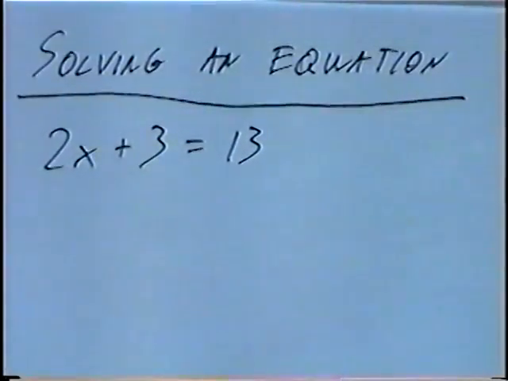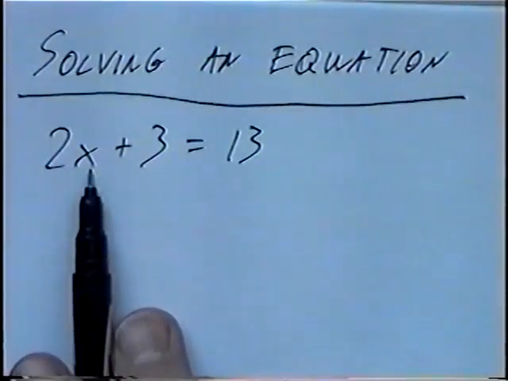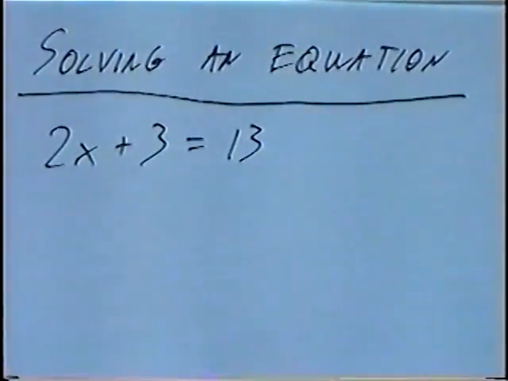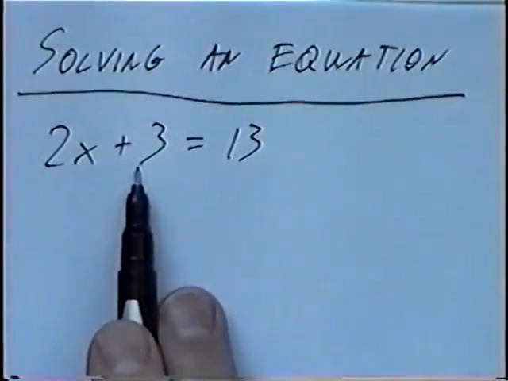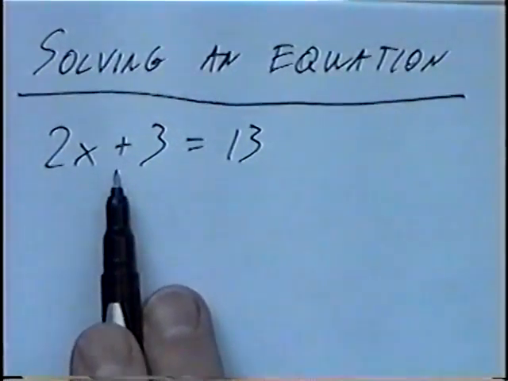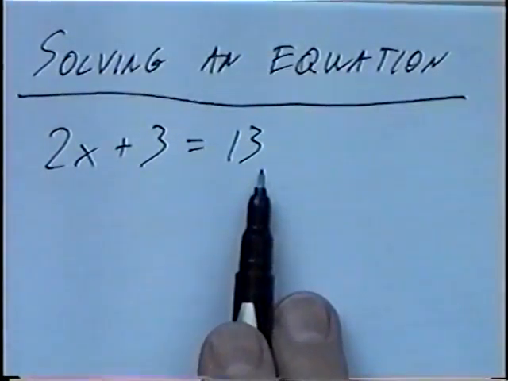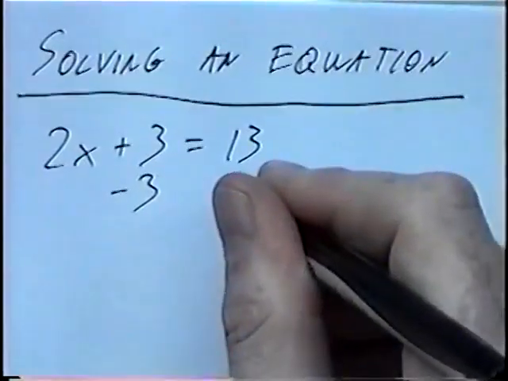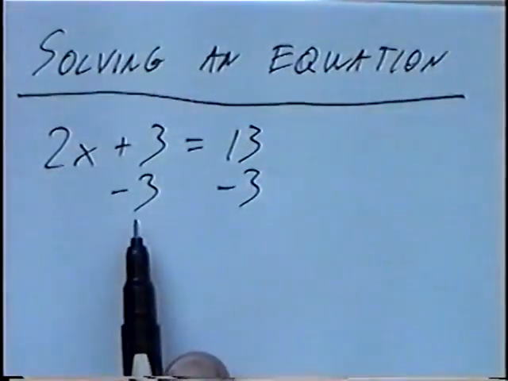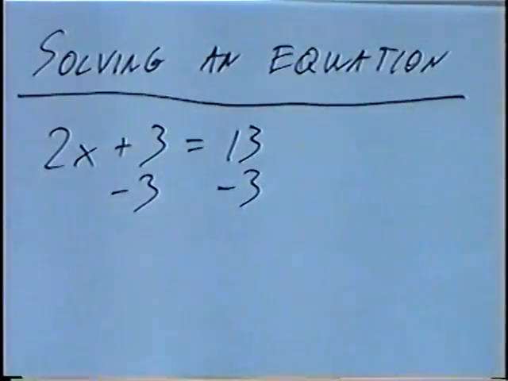To solve an equation, we want to do a few steps to get x by itself, so our final answer would be x equals the number. If we have 2x plus 3, to get x by itself, we want to first move numbers away from x to the other side. If we have a plus 3, we can do the opposite of plus 3, which is minus 3, and we'll do that on both sides.